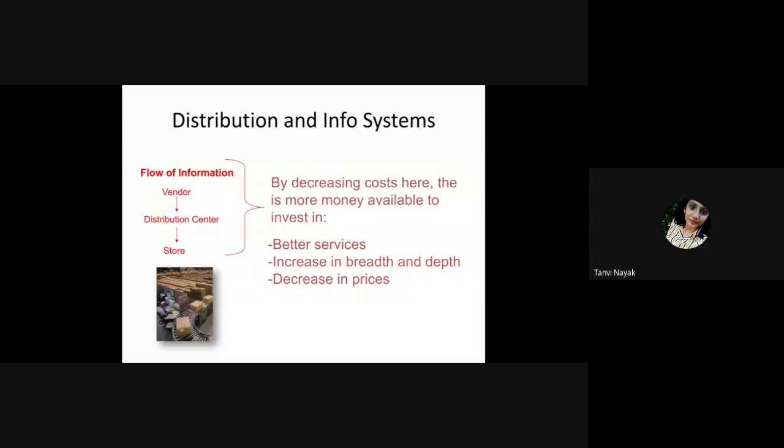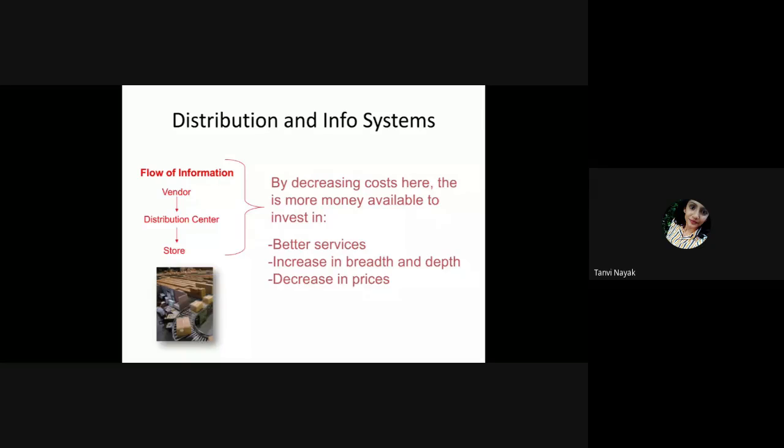As we say, distribution information system. For example, how people transfer the information from the vendor to the distribution center, and then it comes to the stores. This is a concept, maybe an area in a retail business, where people can use this to reduce your cost of operation. Remember, by this it will be easy for any retailer to decrease the cost, and it's more money which is available to invest in some other work. So it will be helping you to give better service for lesser cost.